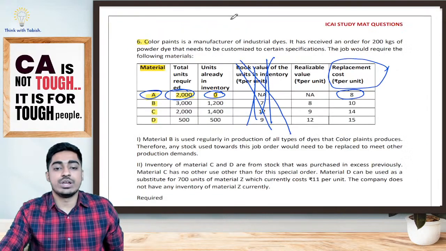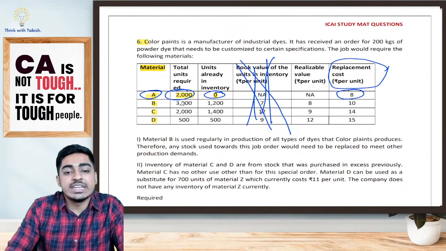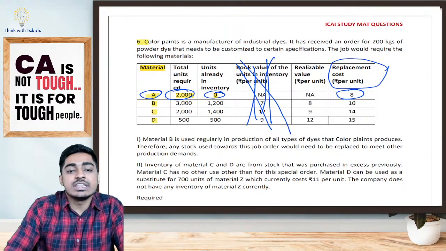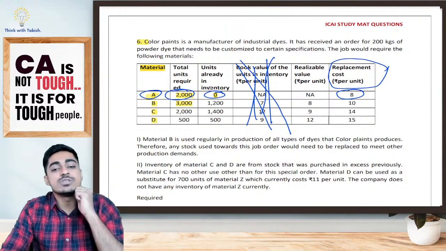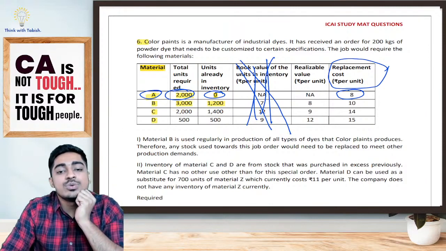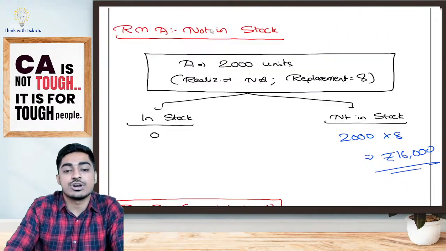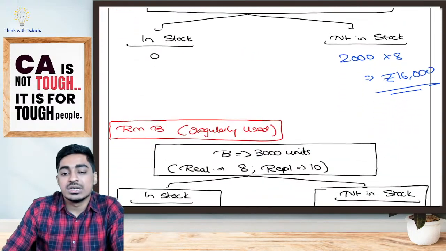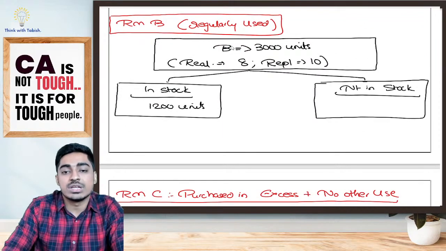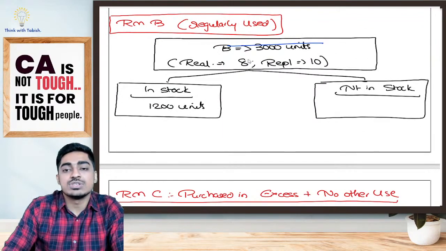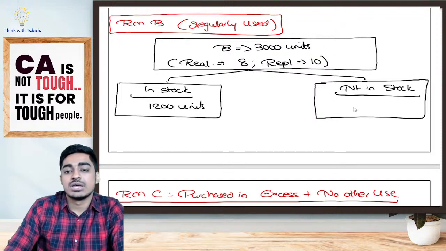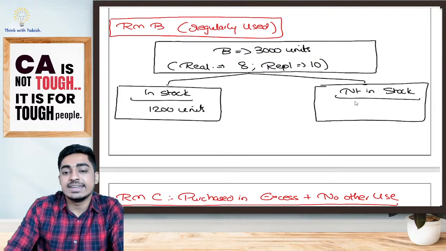Now, we are moving into raw material B. Look at this. We want 3,000 units in total. In that, 1,200 units are already there. So, how much additional units do we want? 3,000 units we want in total, 1,200 are already there, so 1,800 units additionally we want.